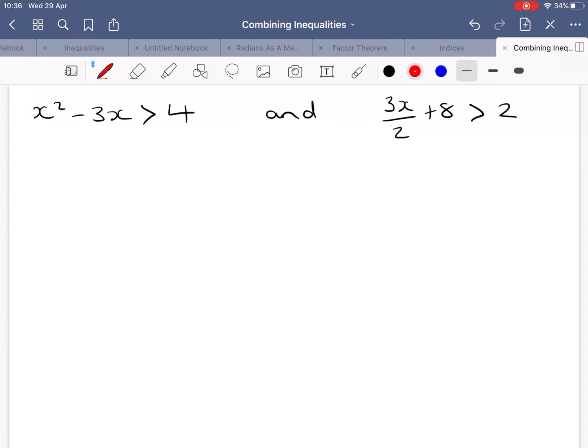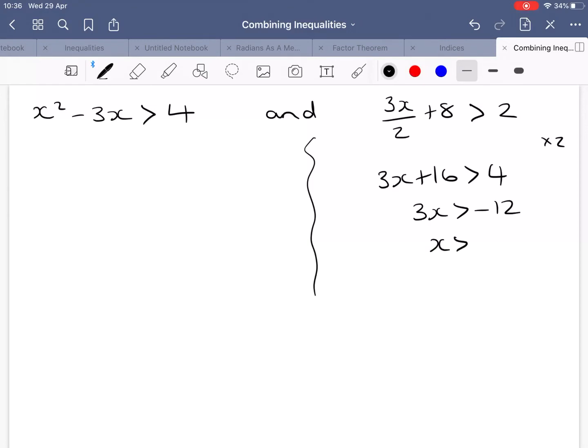And the final example. Okay, so again, split the page because I'm going to do them both separately. I'll do the linear one first, just out of habit, because I always do the easier one first. So I'm going to multiply through by 2. 3x plus 16 is greater than 4. Take away the 16. 3x is greater than -12. So x is greater than -4 for the linear inequality.